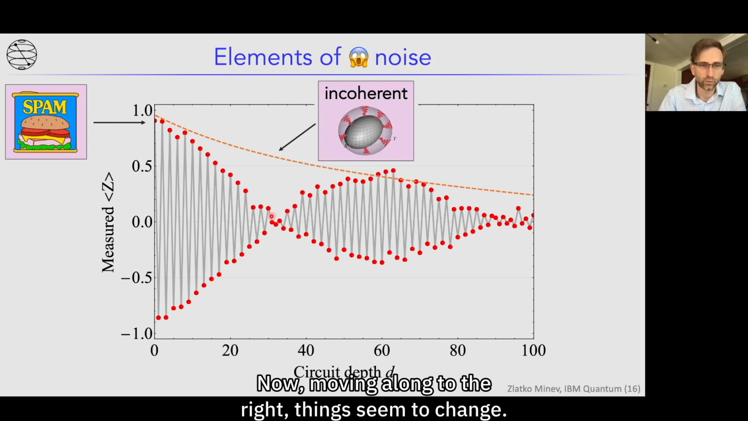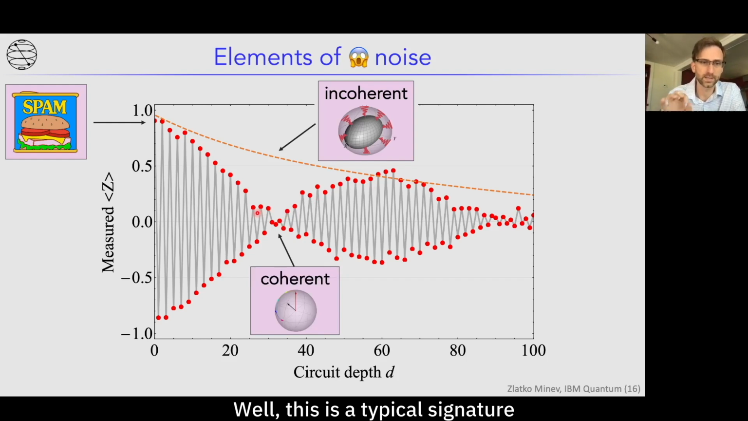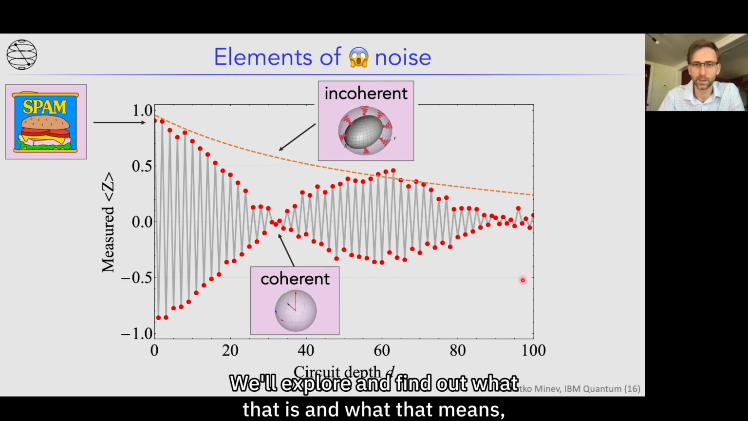Now, moving along to the right, things seem to change. In fact, the curve pinches off and then revives. The data seems to oscillate. Well, this is a typical signature of something known as coherent noise. Maybe our X gate wasn't really an X gate. It was almost an X gate, but not quite. Perhaps there's a calibration error. We'll explore and find out what that is and what that means.